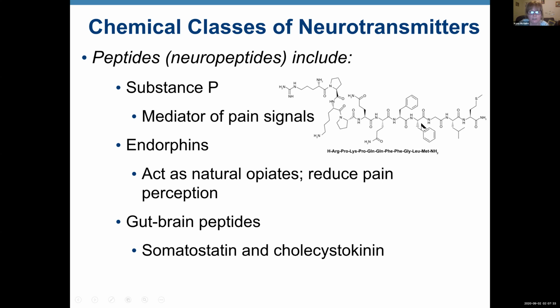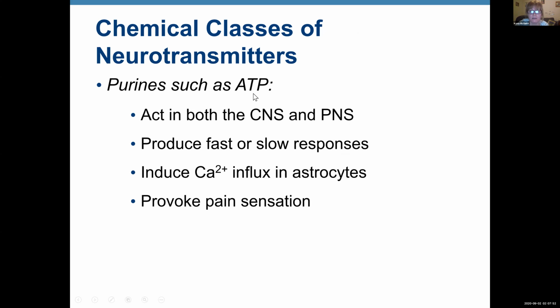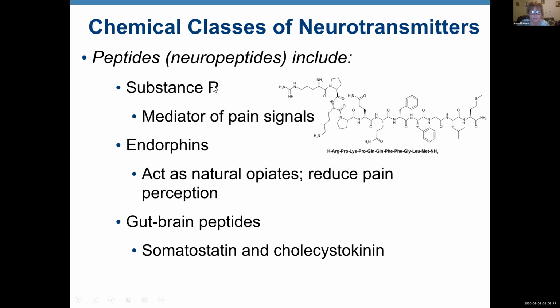Peptides. Well, peptides are short proteins. Substance P, for example, allows you to feel pain. Endorphins reduce your pain. And some peptides are gut-brain peptides, so they affect your digestive system. Another group is purines, or ATP. ATP can be a neurotransmitter, and it acts in both the central and peripheral nervous system. It can produce fast and slow responses, induce calcium influx in astrocytes, and provoke pain sensation. ATP is actually an inflammatory chemical, so it makes you feel pain, similar to substance P. So these inflammatory chemicals allow you to feel pain, and endorphins reduce your pain.